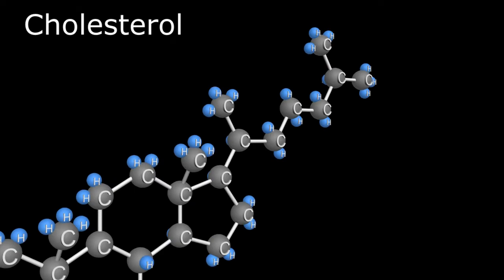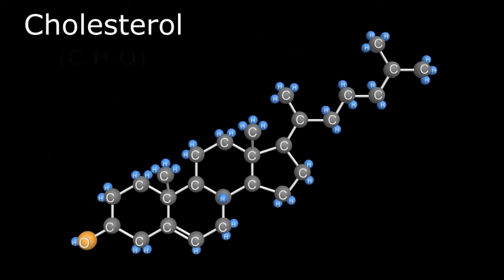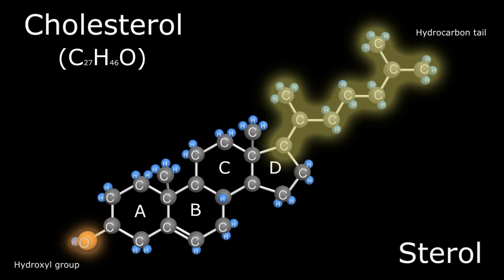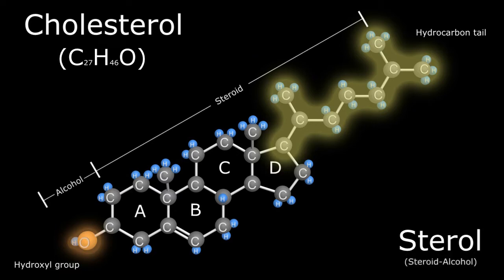Cholesterol is a unique form of a lipid with a chemical formula of C27H46O, consisting of 4 linked hydrocarbon rings with a hydrocarbon tail at one end and a hydroxyl group at the other. The molecule is called a sterol since the tail is the basis of steroids and the hydroxyl end is an alcohol. In fact, the word cholesterol is actually descriptive.